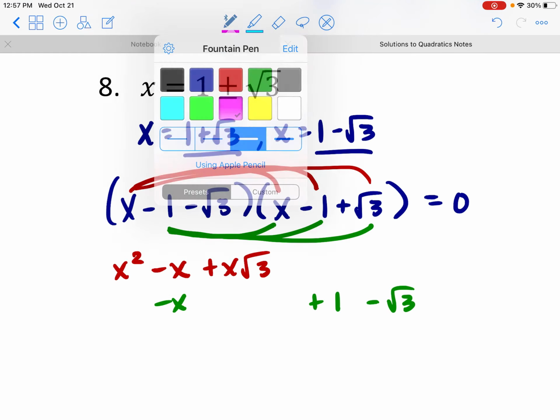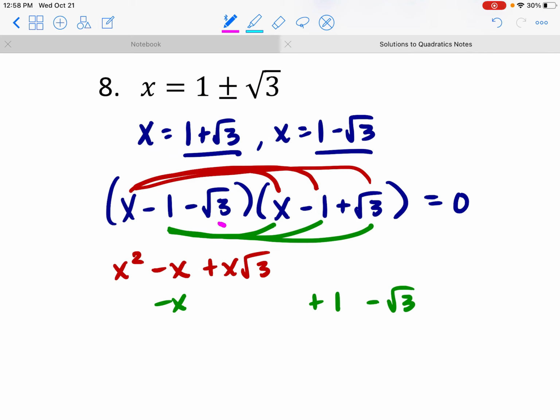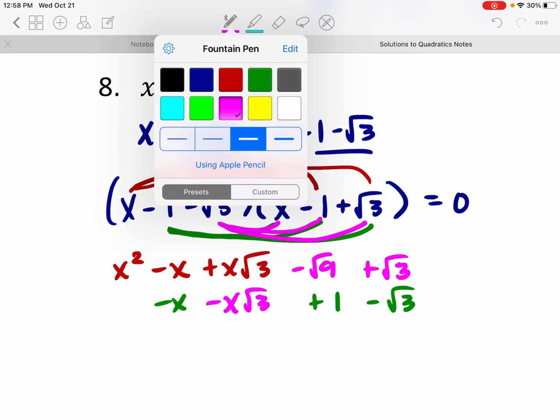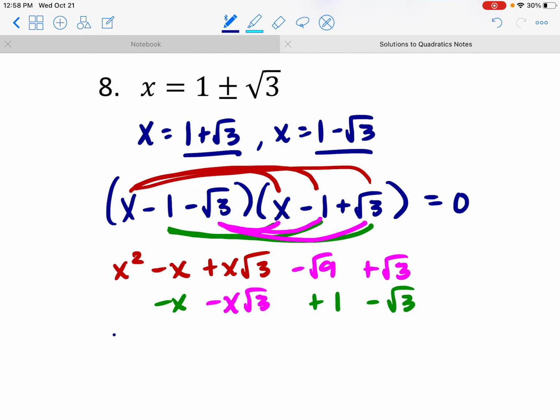And then negative radical 3 times x is a negative x radical 3. And negative radical 3 times negative 1 is going to be a positive radical 3. And then negative radical 3 times radical 3 is going to be a negative radical 9. Okay? So all together, what am I looking at here is, let's see.